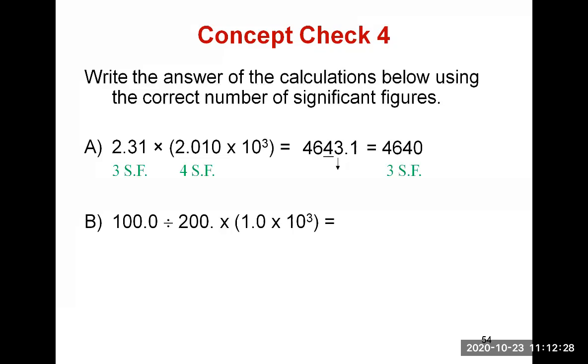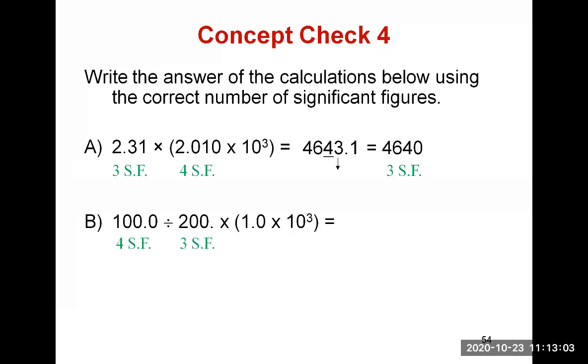Next example, 100.0 divided by 200. times 1.0 times 10 to the third. Again, we have some number in scientific notation here. We have three numbers here. So let's find out the number of sig figs for each. 100.0 has 4 sig figs. All zeros are significant because you see the decimal point. 200. has 3 sig figs. Again, we see the decimal point that makes the zeros significant.